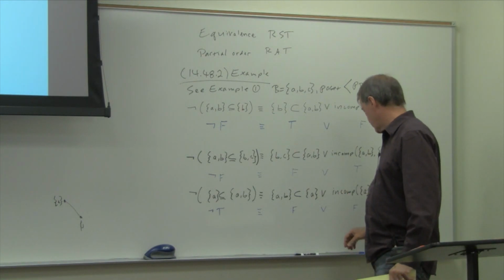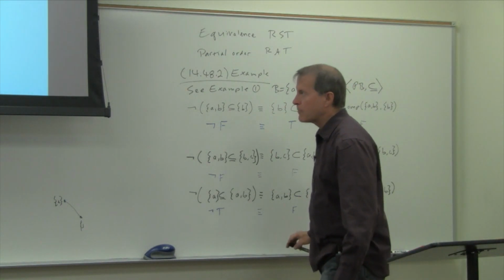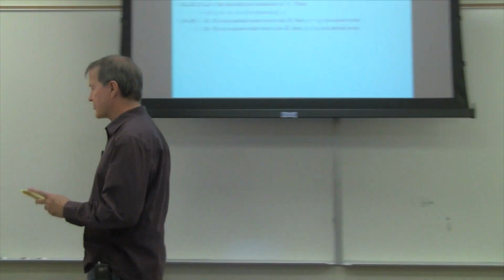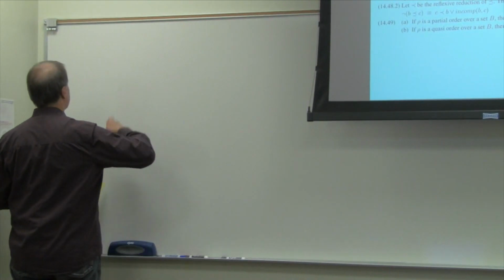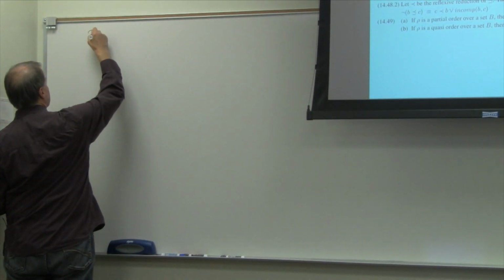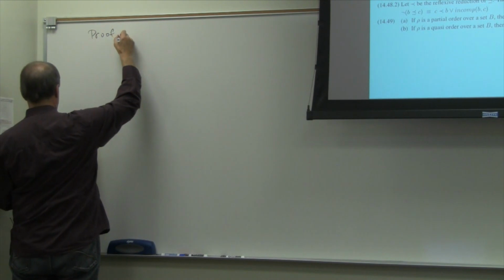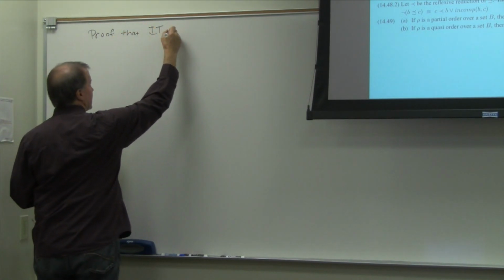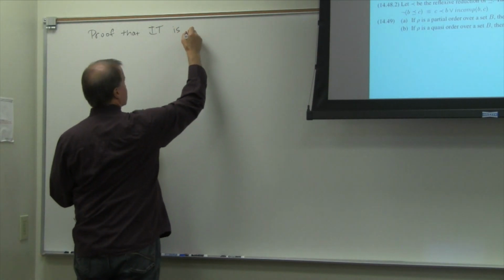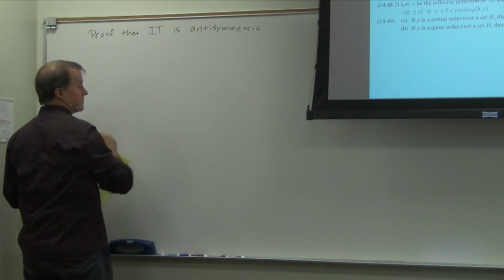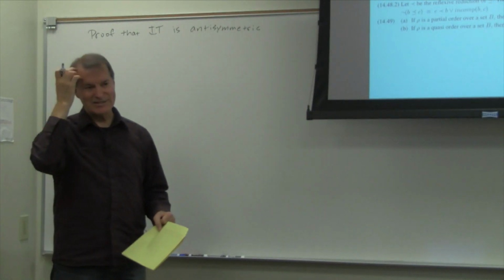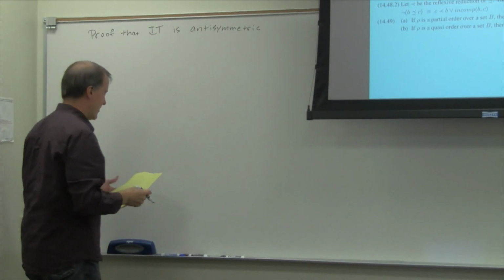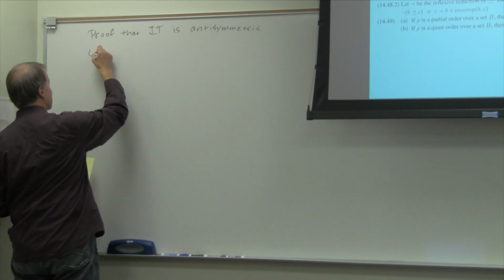Now, what we're going to do is a proof. Do you remember last time we said that an IT relation is anti-symmetric? We're going to prove that. Proof that an IT relation is anti-symmetric. Okay? So watch this. This is a cool proof. You should know how to do this. The first thing we're going to do is a lemma.